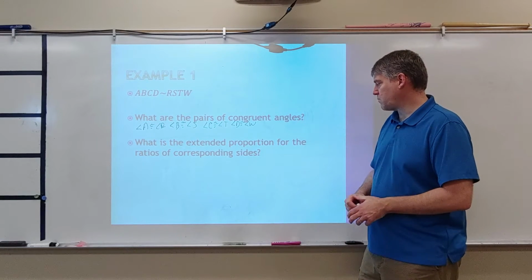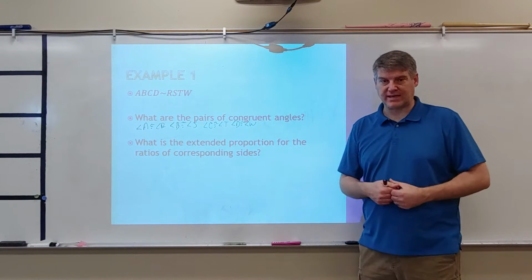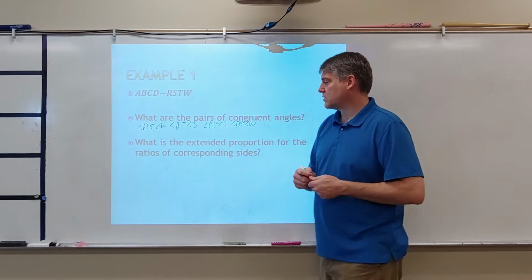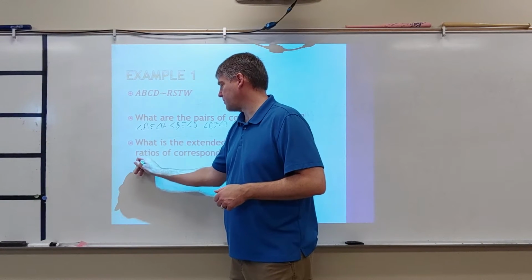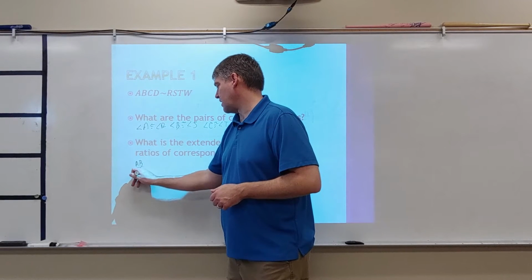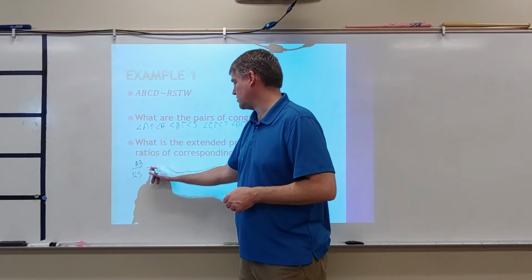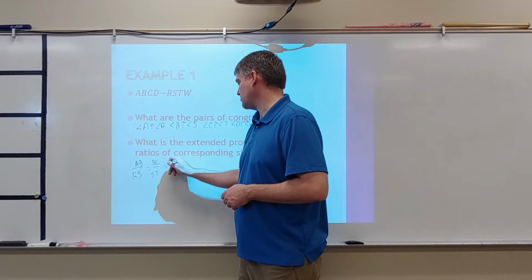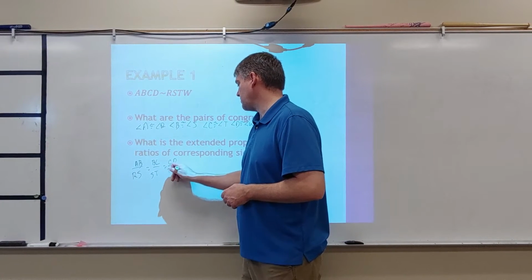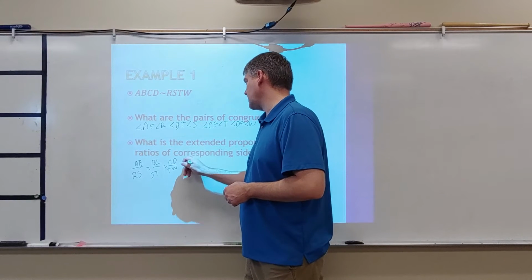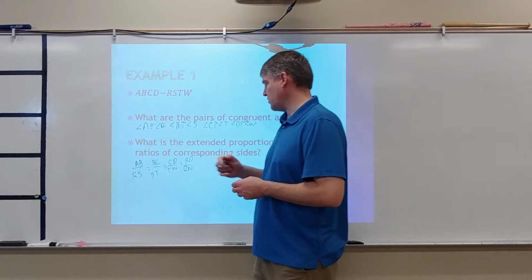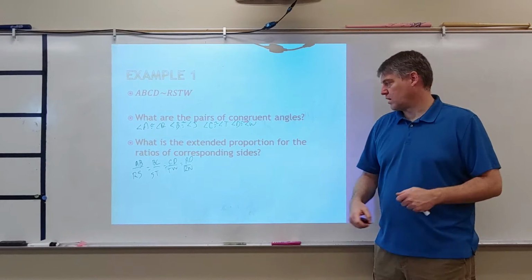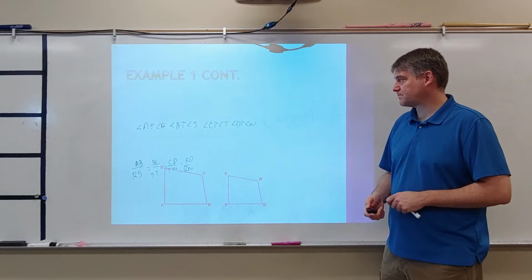What is the extended proportion for the ratios of corresponding sides? Remember, extended ratio means more than 2. So I'd say AB to RS is equal to BC to ST, which is equal to CD to TW, which is equal to AD to RW. That is our extended proportion for the corresponding sides.